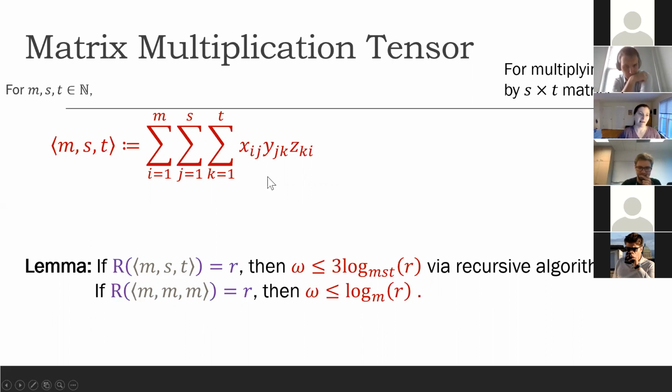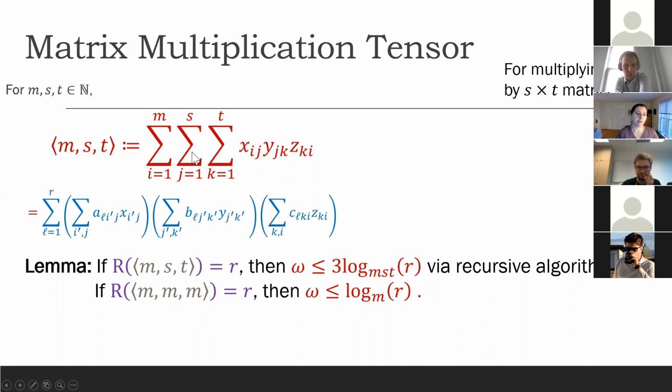So the point is, as long as we can bound the rank of a fixed size matrix multiplication tensor, we immediately get an algorithm for multiplying arbitrary matrices. So here's how it works. What does it mean for this tensor, the matrix multiplication tensor, to have rank R? It means that it's a sum of R rank 1 tensors, which look like this: a linear combination of the x variables, a linear combination of the y variables, times a linear combination of the z variables. All right, so I claim this immediately gives us an algorithm.